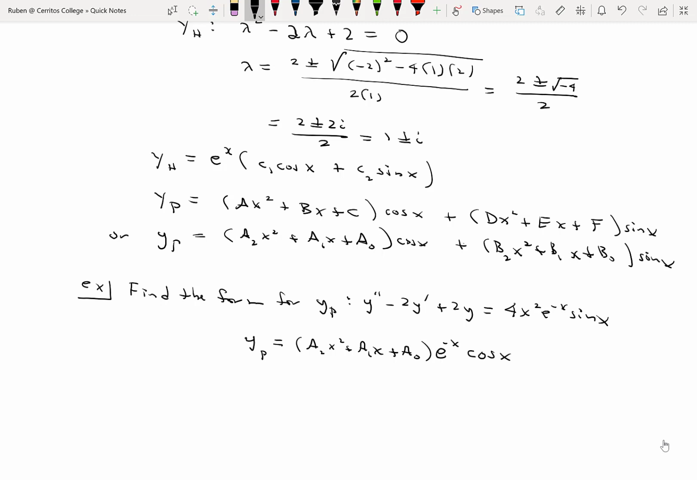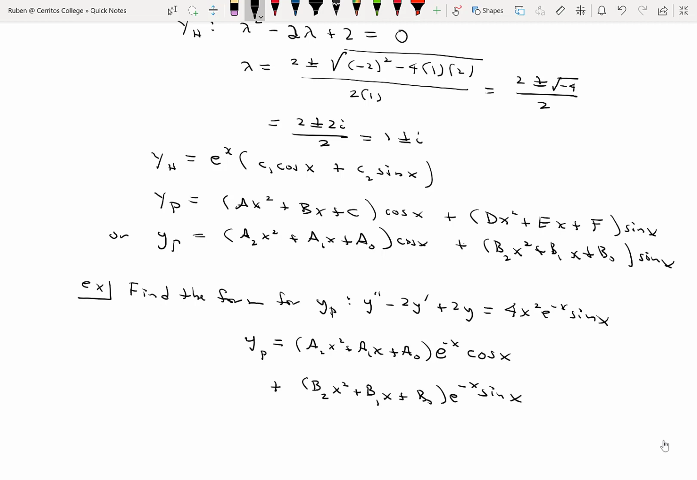cosine from the fact that we have a trig function, but we could possibly also have a term with the same form, the same structure, but with sine. E to the minus x sine x.